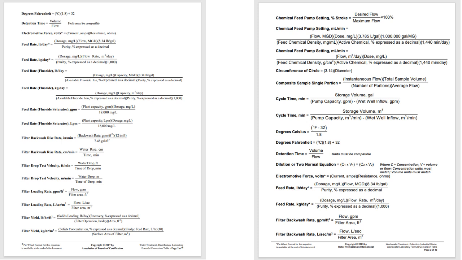One thing you may have noticed different from the state of Florida already is that the ABC formula sheets are in alphabetical order by the name of the formula, whereas the state of Florida was alphabetical order by the process. Another thing that I've noticed while going over these is it has the filter backwash rate in gallons per minute per square foot, and it also has the filter backwash rate in liters per second per meter squared. But I do American math, and I'm not sure what a liter even is.